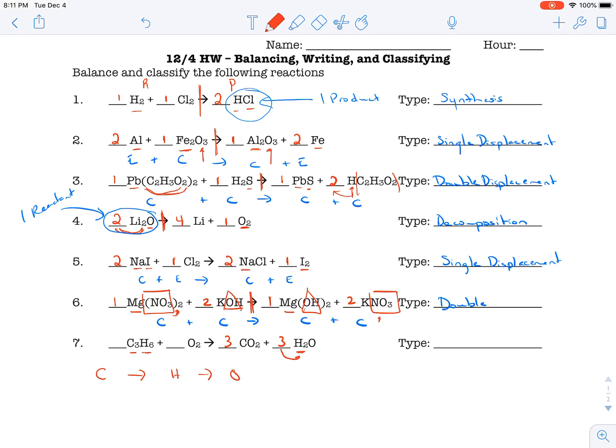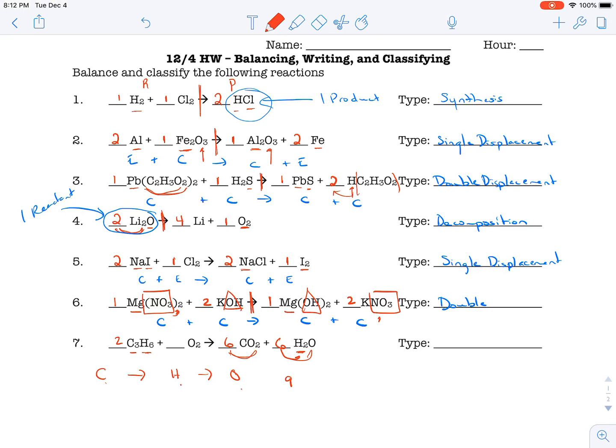Now we check out our O's because we've done C's, we've done H's, now we're on to O's. 3 times 2 is 6, plus those 3 gives me 9 O's. Unfortunately, we cannot use halves right here, so we have to do something. This is where we get in trouble, and so our goal, or our ideal, is to double. So this was assumed to be a 1, so we're now going to make that a 2. This 3 in front of the CO2 is now going to become a 6, and that 3 in front of water is also going to be a 6 because we got in trouble.